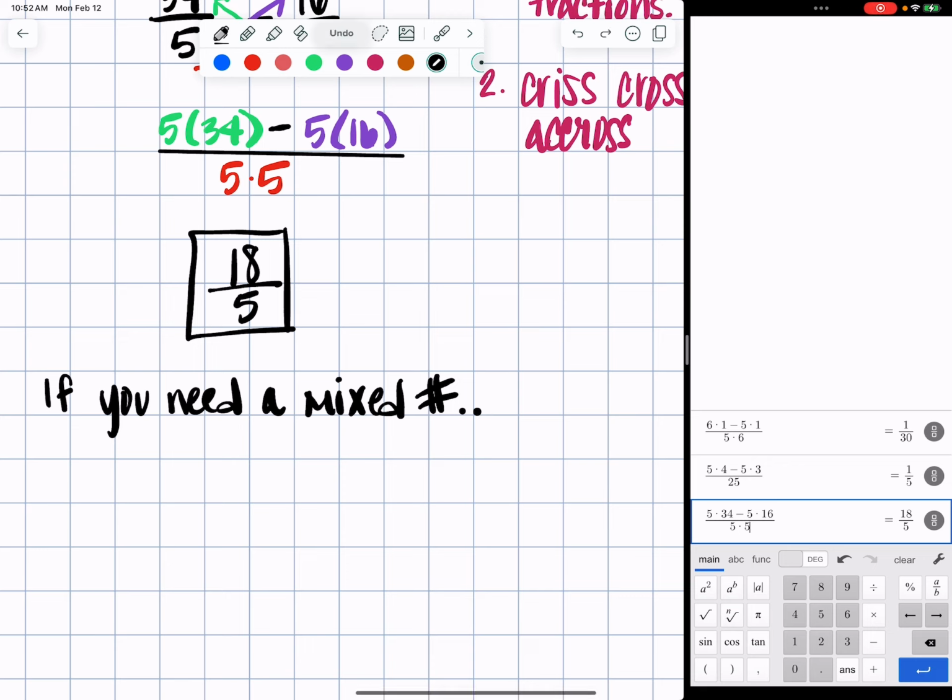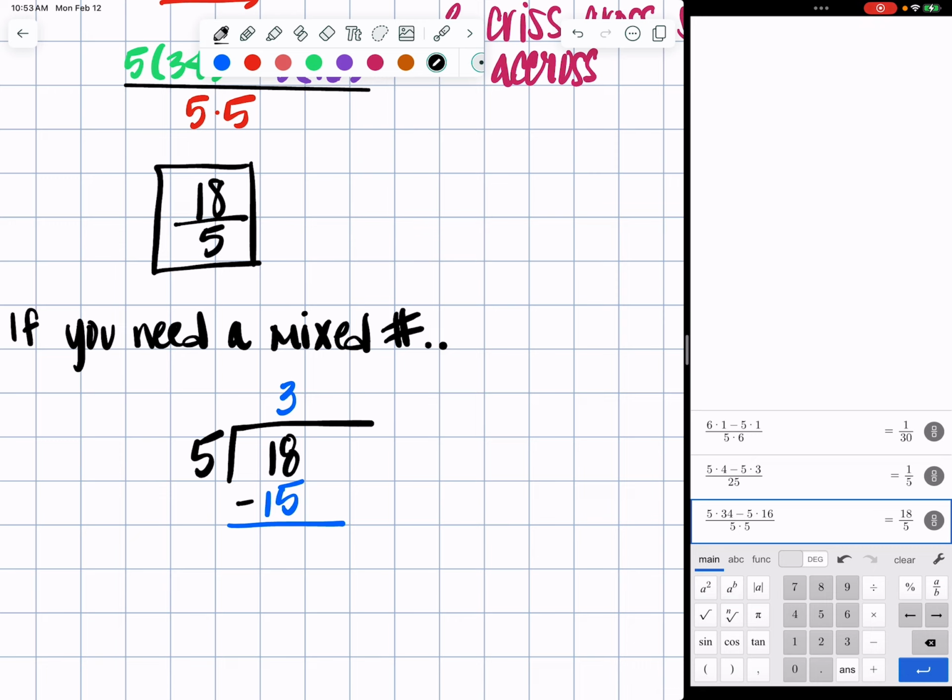So I would do 18 divided by 5. Well, I know that 3 times 5 is 15. If I do 4 times 5, that would be 20, and that's too much. So I'm going to subtract. 18 minus 15 is 3. Now 5 won't go into 3 again, so I can't do it any further.